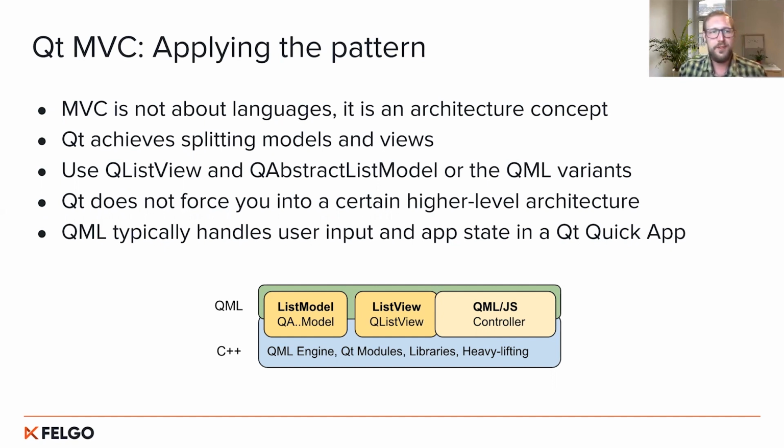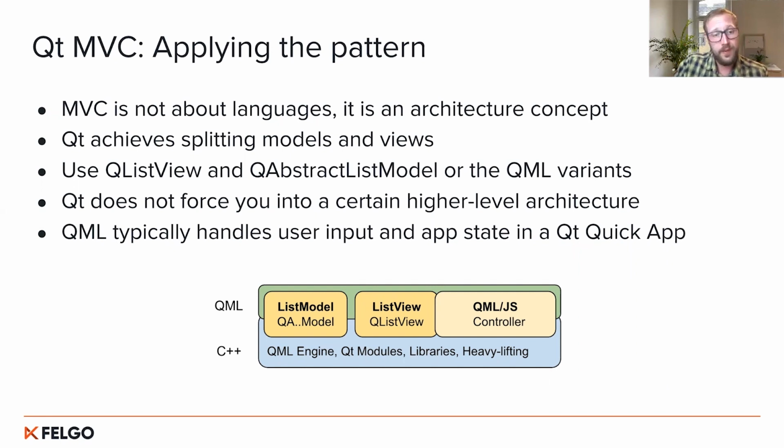And the pattern of MVC is not really about languages. That's also what this image shows here, because you can have your list model implemented in C++ and then use it in QML together with your QML list view, and it's not any issue. So the model view separation here really transcends any language boundaries. You can use it however you need to. The higher level architecture is basically up to you.